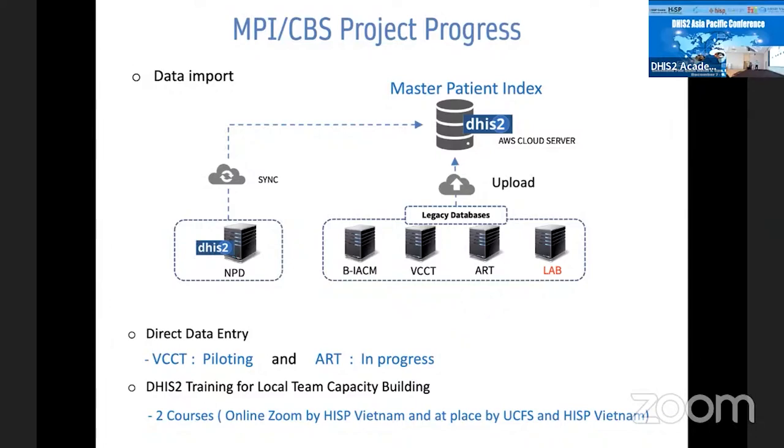The next step is direct data entry. Before, we input the data offline in the old legacy database, and now we are developing direct data entry using DHIS2. We have also finished this TB database, and now we are piloting for ART, which is in progress, and in good progress.